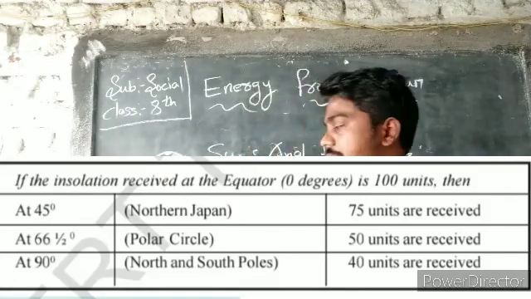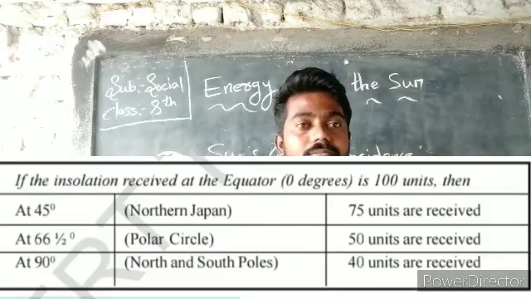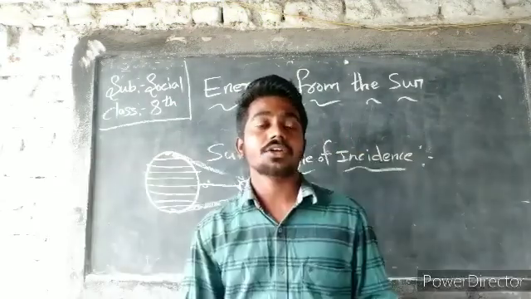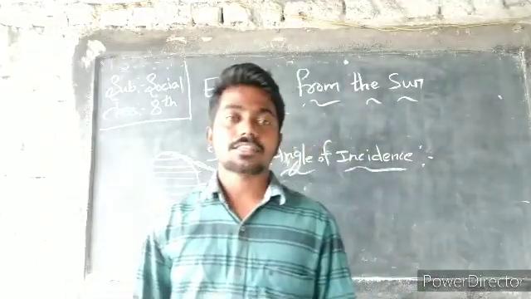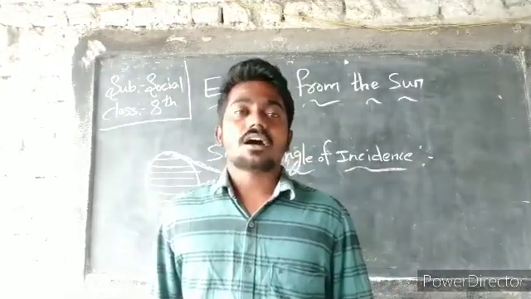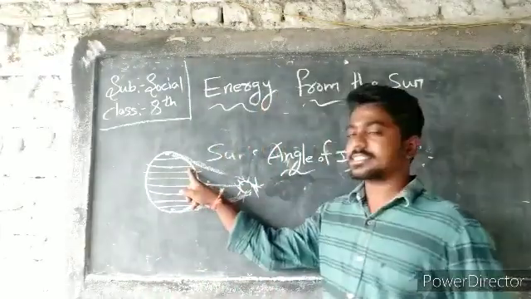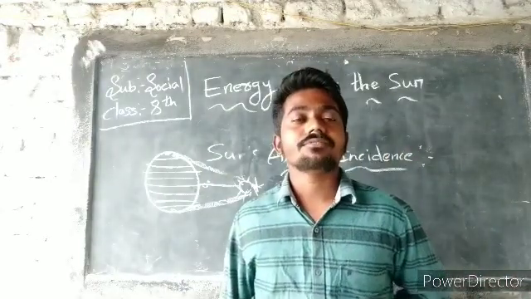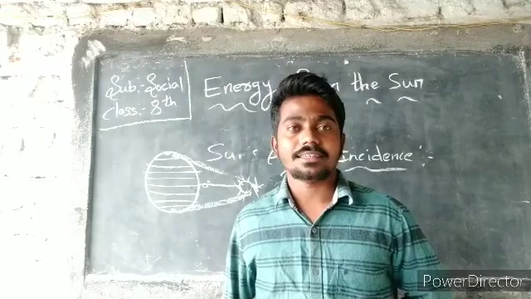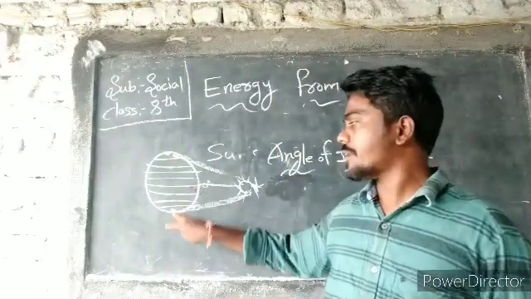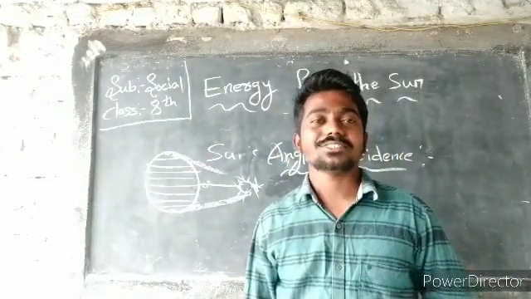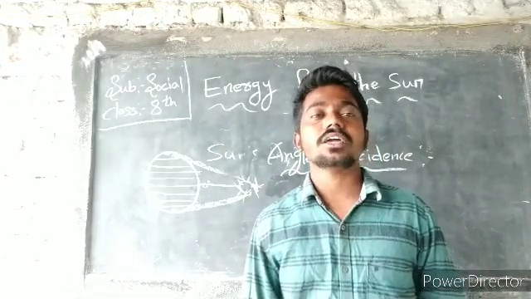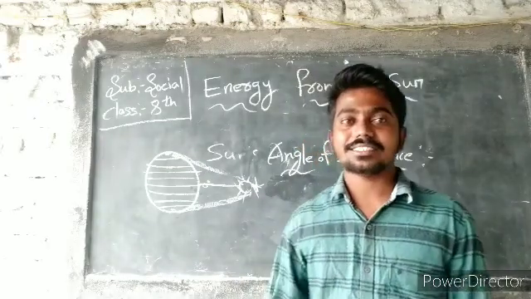For example, on the equator 100 units of insolation takes place. Near 45 degrees, in northern Japan, it receives 75 units of energy. Similarly, if you take the 66 and a half degree Arctic Circle, it receives only 50 units of energy. If you take the 90 degrees North Pole and South Pole, then it receives only 40 units of energy. This is the example I told.